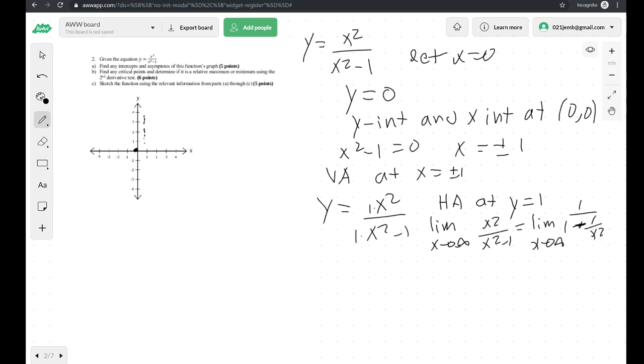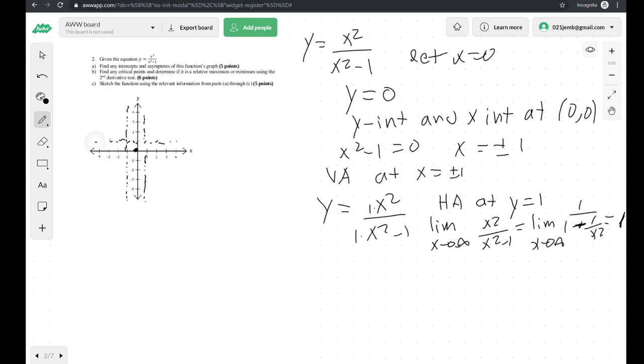And what happens when x squared approaches infinity? Well, 1 over infinity is 0, and then we have 1 over 1, which is 1. So that just proves the fact that the horizontal asymptote is y equals 1. So we're going to have something like this. Let's see if I can draw this. Okay, so it's something like that. That's one asymptote. Then we have something like this, and then something like that.